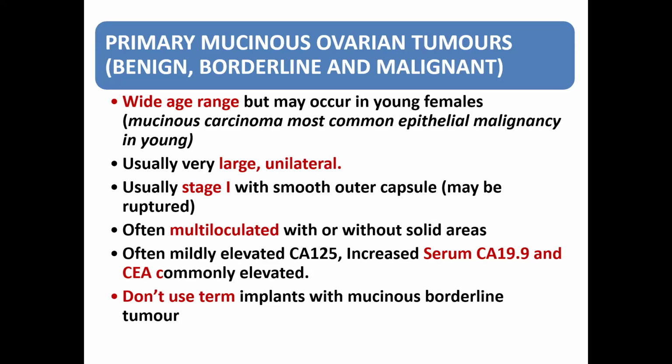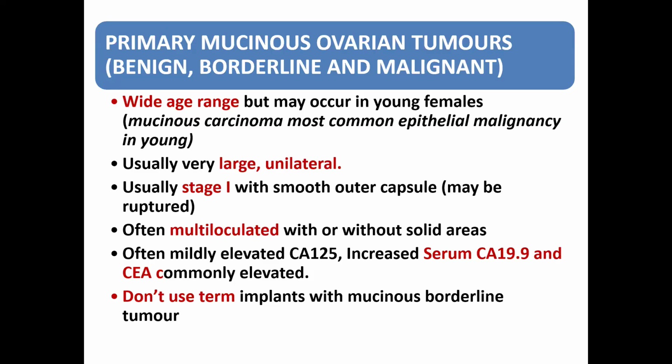This is important information to know about mucinous ovarian tumors, that these tumors are usually stage 1. So when we see any mucinous tumor that's not stage 1, we have to rethink whether this is truly a primary ovarian tumor, because the general features of mucinous ovarian carcinoma are large, unilateral, and stage 1. Often multiloculated with or without solid areas, often with mildly elevated CA 125, and may have increased serum CA 19-9.